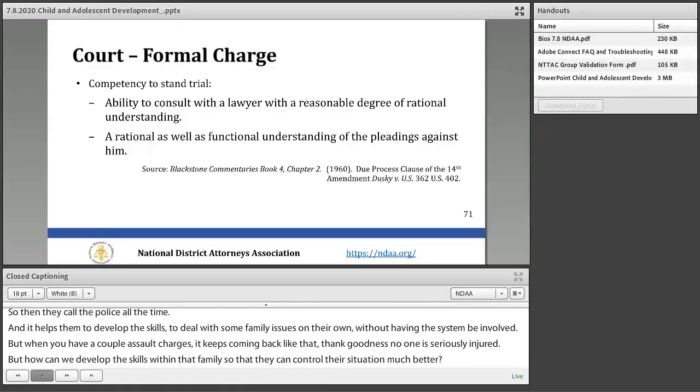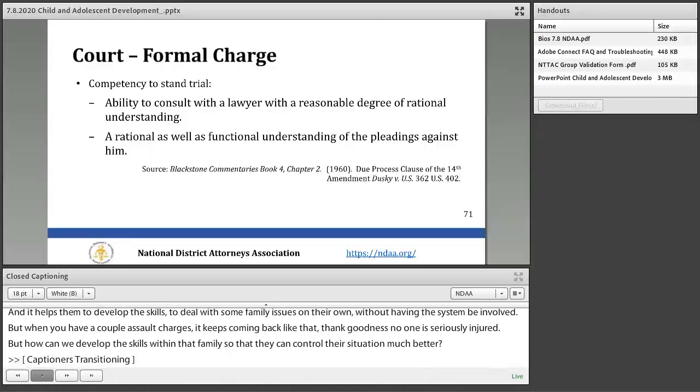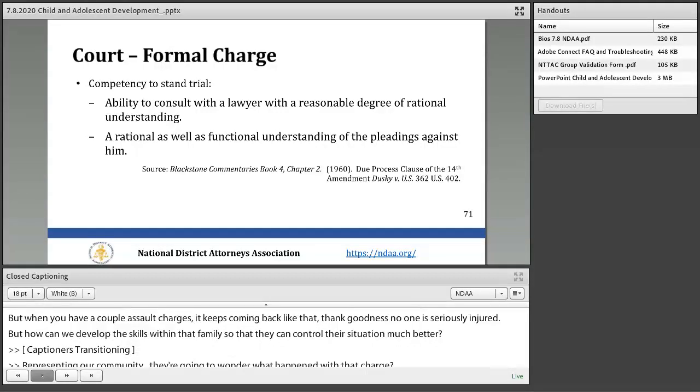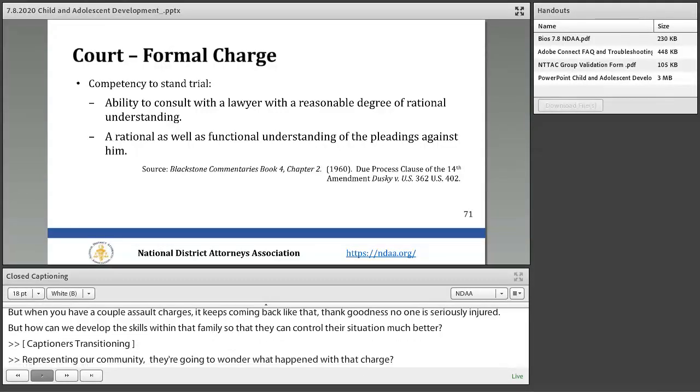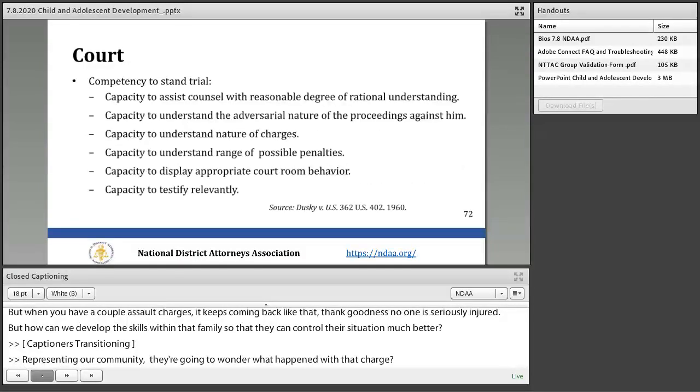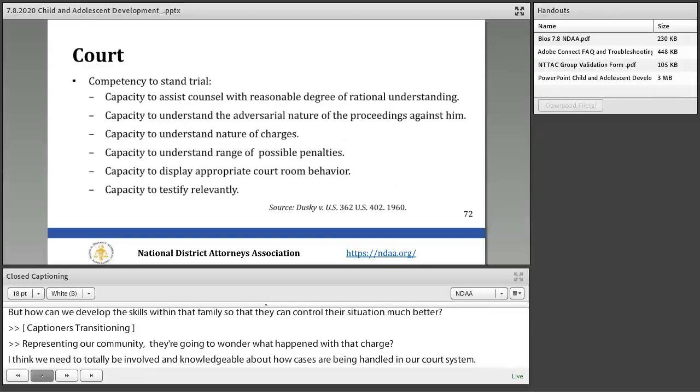And I think it's really great to have the prosecutor involved in that. Susan's right. Sometimes when there are just simply cases that get diverted, we still, as prosecutors representing our community, are going to be asked what happened with that charge. And so I think that we need to totally be involved and knowledgeable about how cases are being handled in our court system.